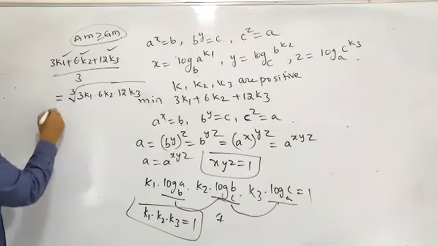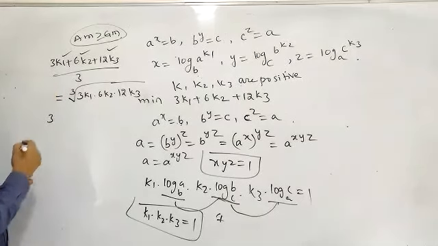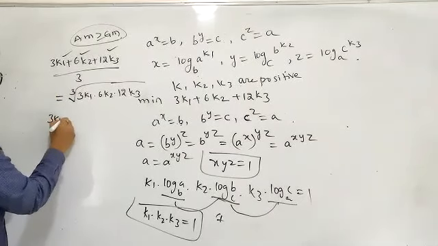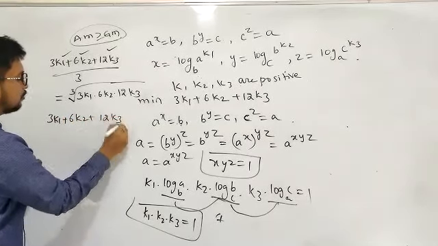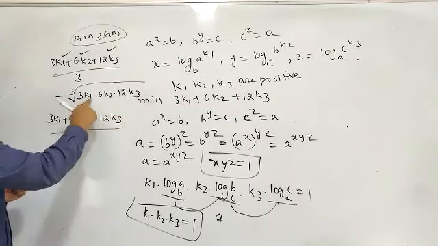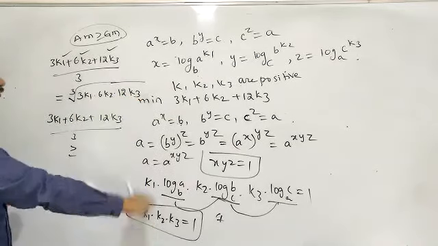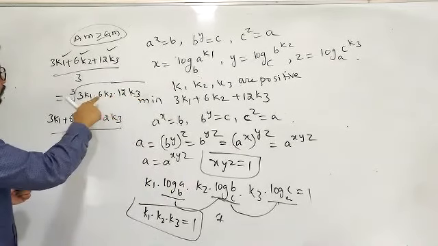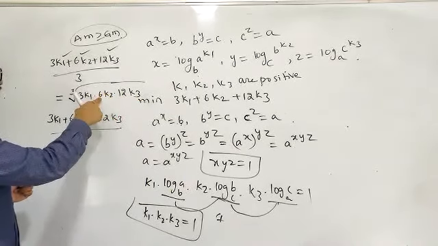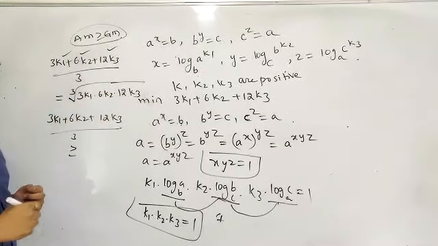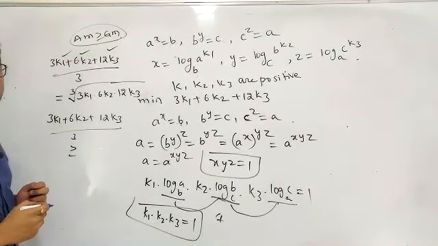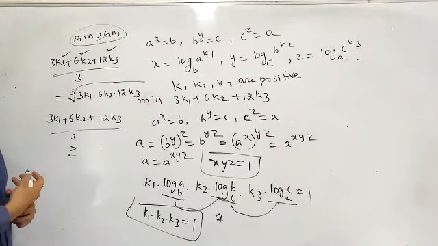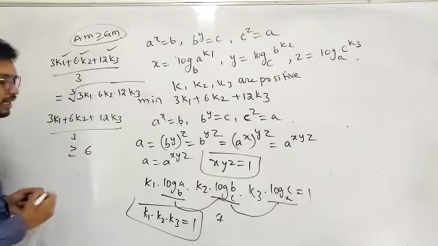So from that, 3k1 plus 6k2 plus 12k3 by 3 is greater than or equal to the cube root of k1 into k2 into k3 times the constants, and k1k2k3 is equal to 1. Now this is 12 and 12, 72 into 3, 216. And the cube root of 216 you'll be getting as 6. So this value will be greater than or equal to 6.